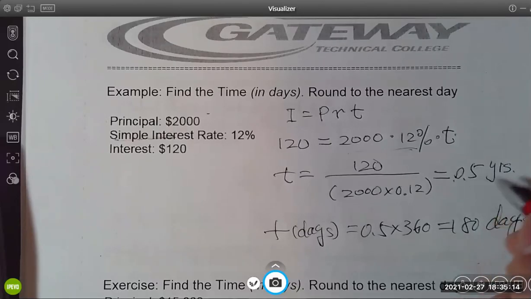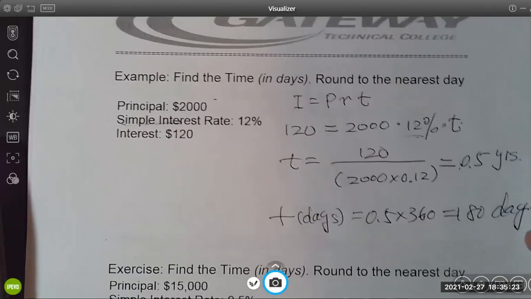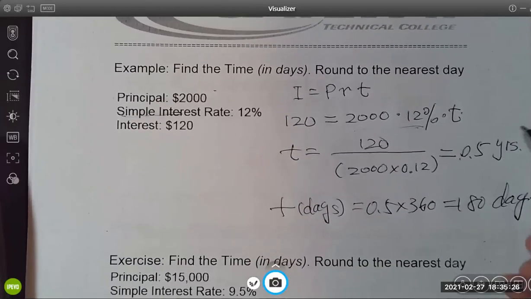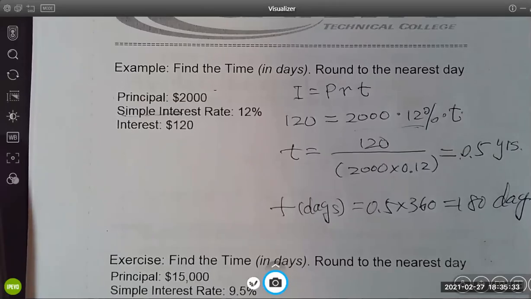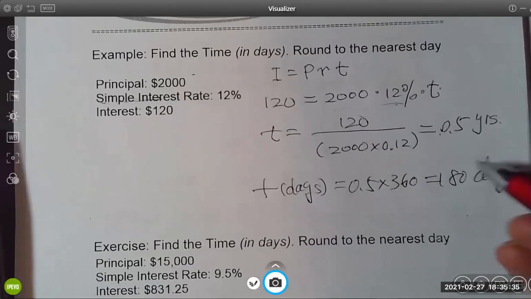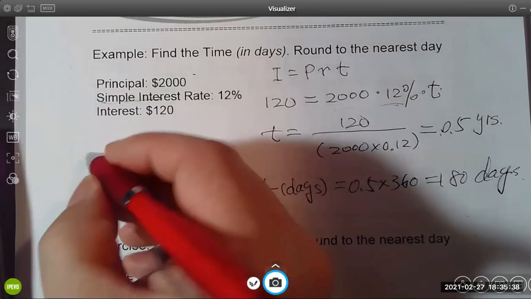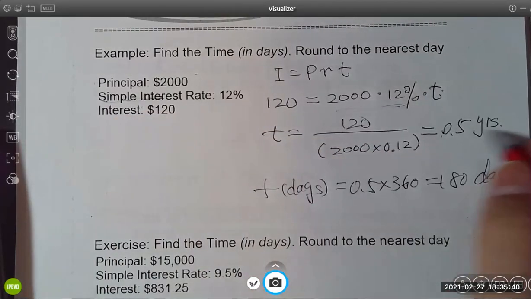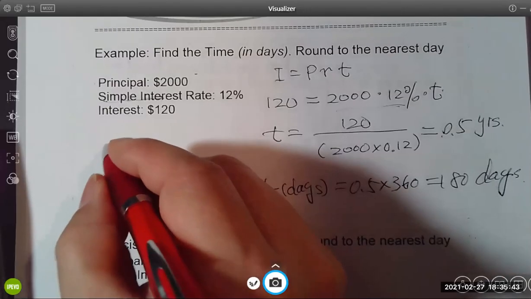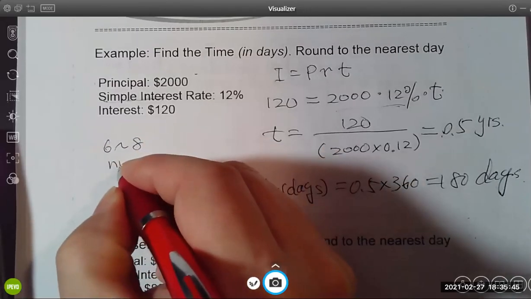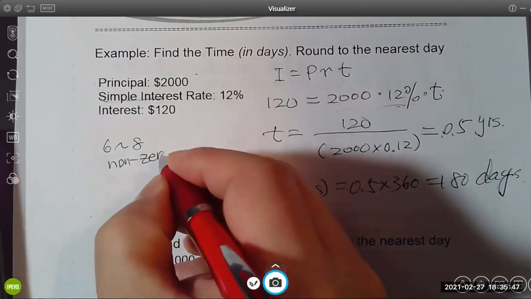And in case, actually it's more typical, you get a number for years with many, many digits. In that case, you make sure you keep enough digits so that your rounding error is no more than 1 day. If your rounding error is more than 1 day, your answer is definitely going to be wrong. Okay. So usually to be safe, I like to write it down here. In any middle step calculation, you want to have 6 to 8 non-zero decimal digits.